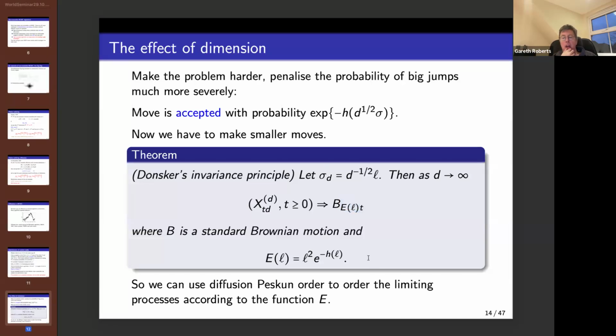Okay, so the nice thing about this is that we can now solve this. If we know what the function h is, we can actually solve this to determine what this asymptotically optimal strategy is, just by using the Peskun ordering kind of idea.